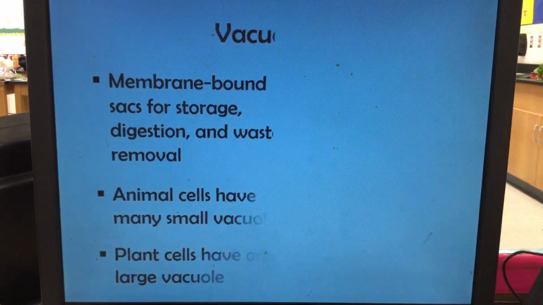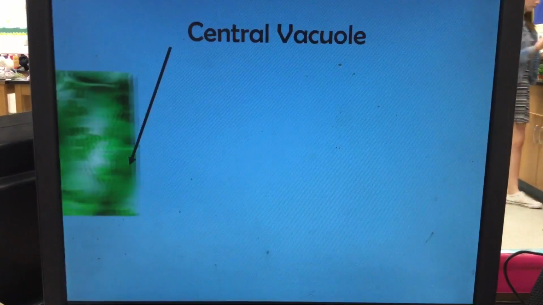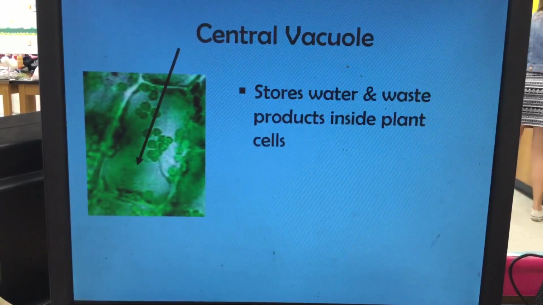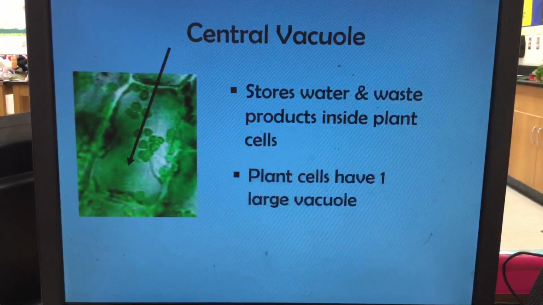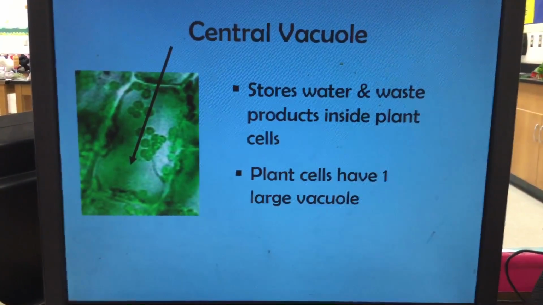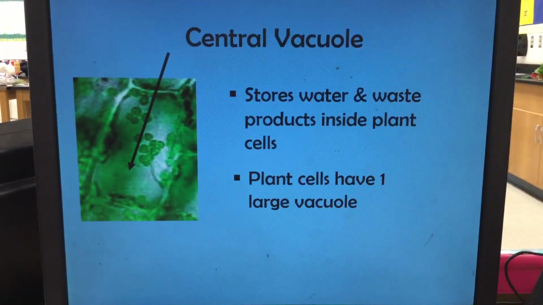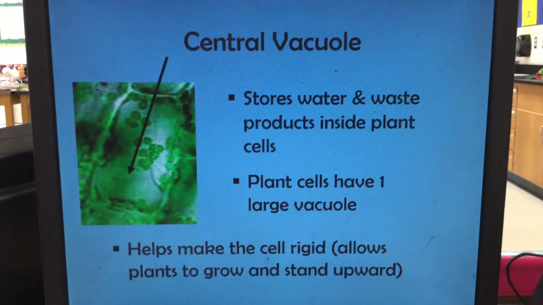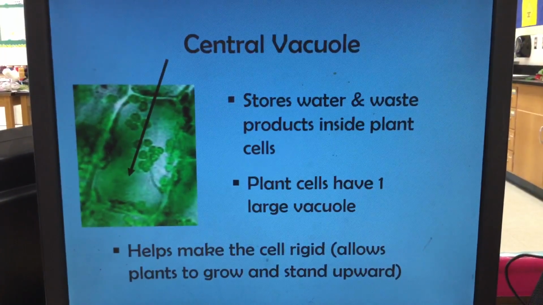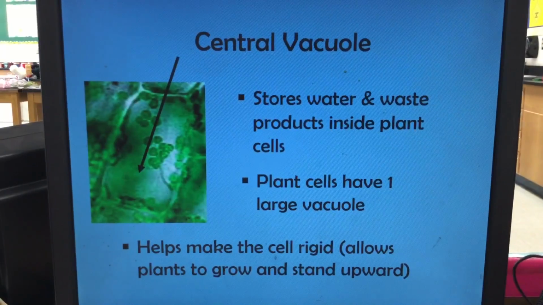Okay, next we're going to look at organelles that are only found in plant cells. So first is the central vacuole. It stores water and waste produced inside the plant cells. Plant cells have one large vacuole, just like we said before. It's one large vacuole, whereas the animal cells have many vacuoles. This helps to make the cell rigid and allows plants to grow and stand up strong.